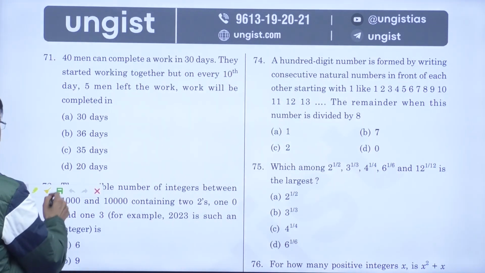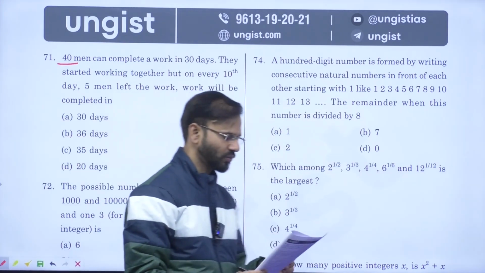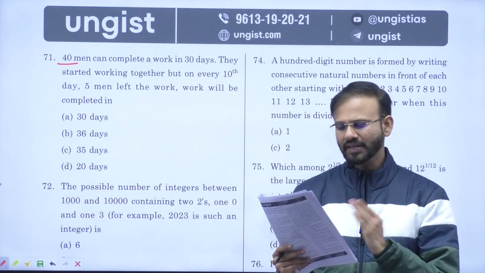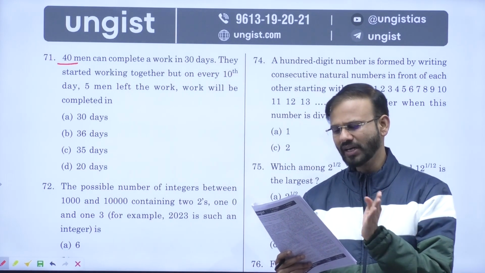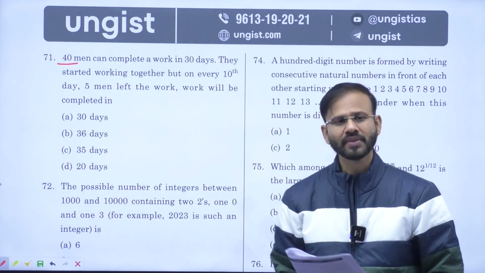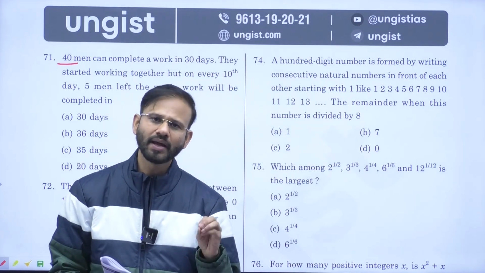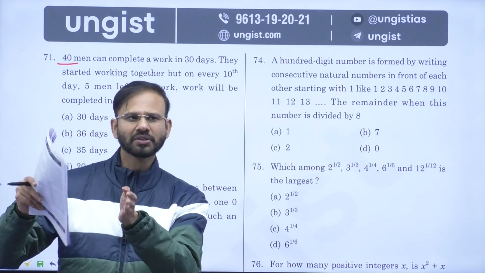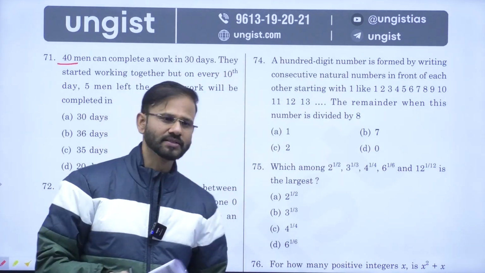Question number 71. Question number 71 is saying 40 men can complete a work in 30 days. They started working together, but on every 10th day, 5 men left the work. Work will be completed in how many days? There are 4 options. See guys, this is the question based upon M1 D1 is equal to M2 D2. The total work will be equated, both the ends, fine.